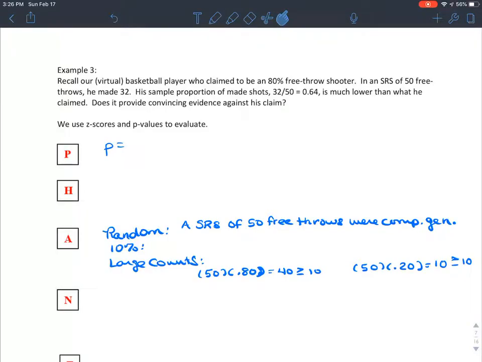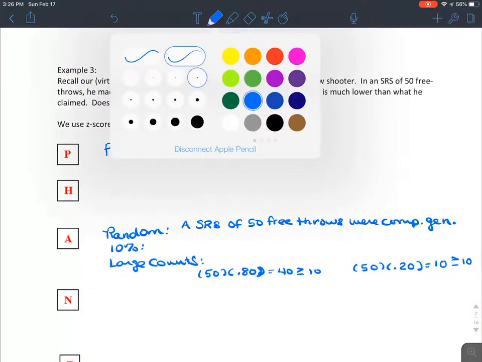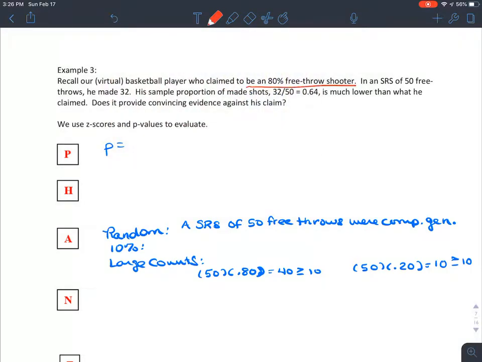Okay, we left off on example 3, where I think this is having us recall that example from the last section, 9.1, about Ricky Bobby and how he was claiming to be an 80% free throw shooter, and when he shot it 50 times, he actually only made 32 of them. So his sample proportion was actually 64%, which was a lot lower than he claimed. And so now that we know how to do a full-blown significance test, we're going to answer the question, does this provide significant evidence against his claim?